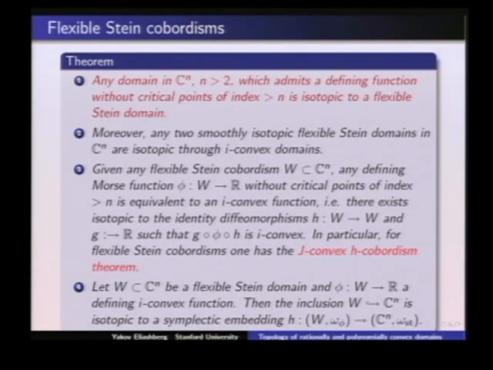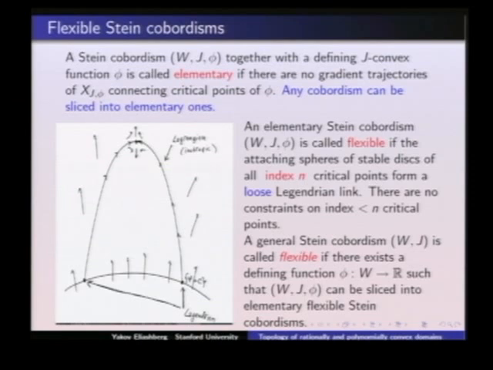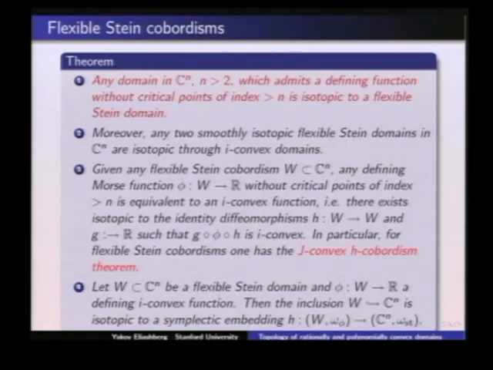So a general Lagrangian cobordism is called flexible if it admits a function for which you can slice it by elementary flexible Stein cobordisms. And then these flexible Stein cobordisms have this fantastic property which I already mentioned before, and I already formulated this theorem.